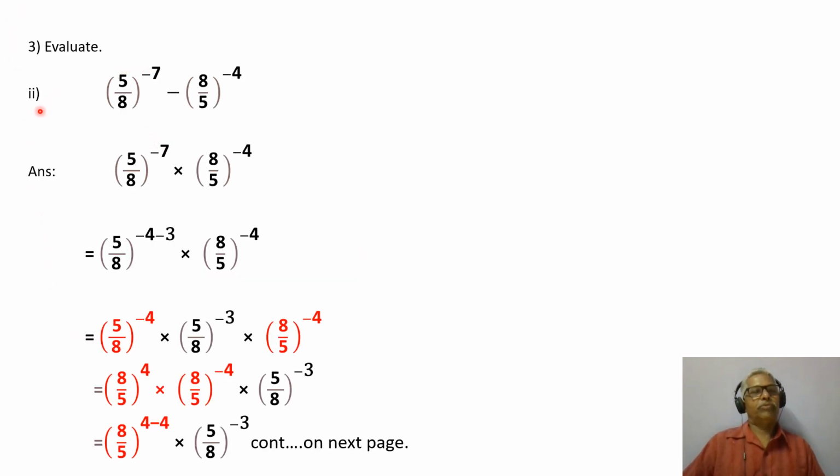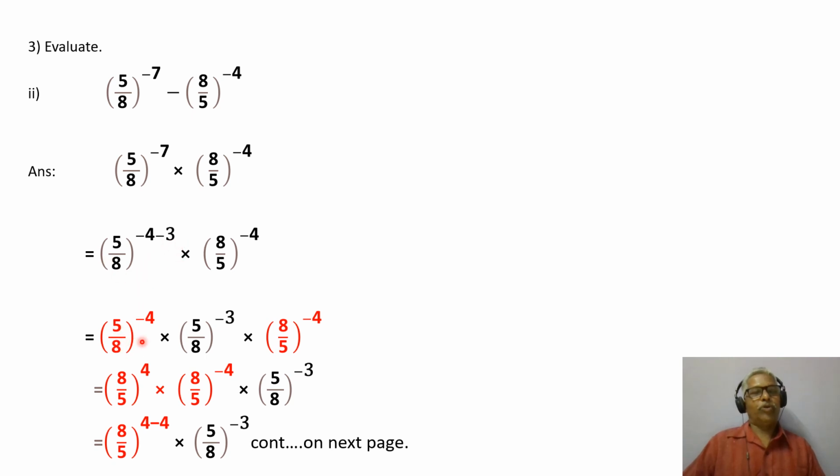Evaluate continues. Second one, read it. 5 upon 8 raised to minus 7 minus 8 upon 5 raised to minus 4. Okay, answer, rewrite it as it is. 5 upon 8 raised to minus 7 into 8 upon 5 raised to minus 4. And if you look at this minus 4, there is a scope to get minus 4 here also. So you write this minus 7 as minus 4 and minus 3. So you write it as 5 upon 8 whole raised to minus 4 minus 3 into 8 upon 5 raised to minus 4.